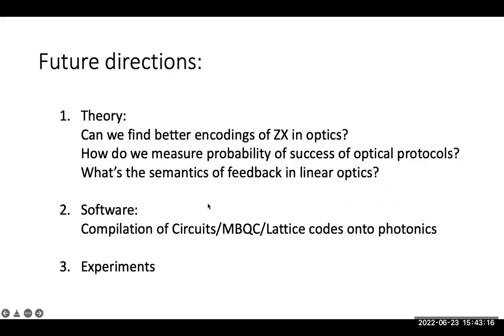Yeah, so I guess this was one of the first future directions. This is only one functor from ZX to optics. Are there other better ones, and how can we parameterize them and look at the best? How do we measure the probability of success of a protocol? Is there a fast way of looking just at the diagram and understanding the probability of success, or do we have to compute all the amplitudes?